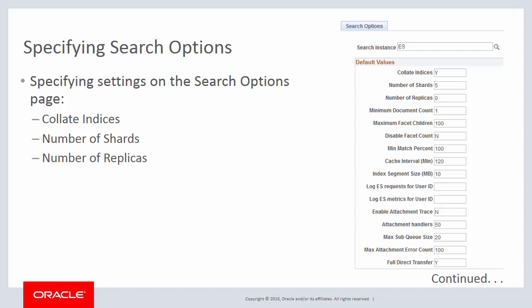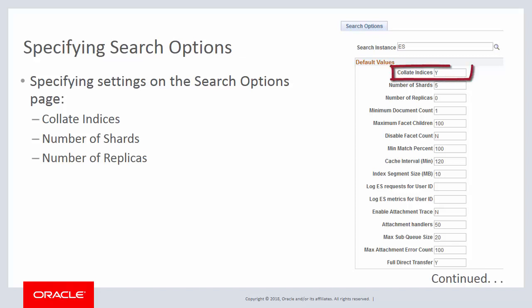Search options page. The search options page enables user to set global settings. The global settings are associated with the search instance. In this section, we'll discuss 3 settings: collate indices, number of shards, and number of replicas.